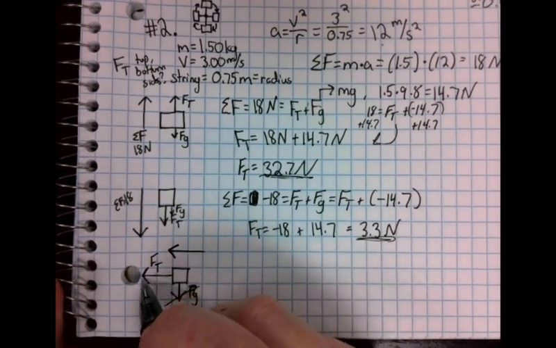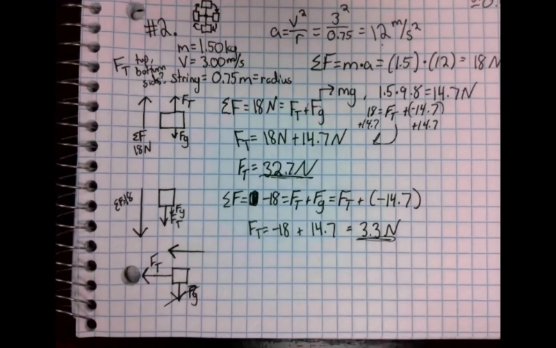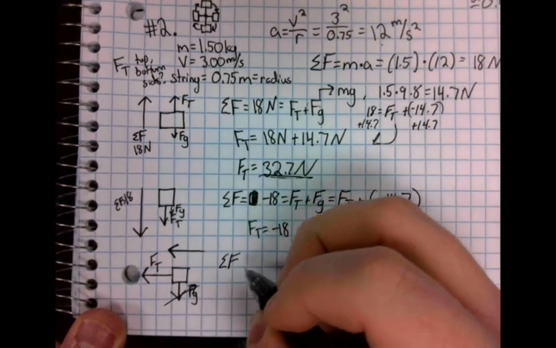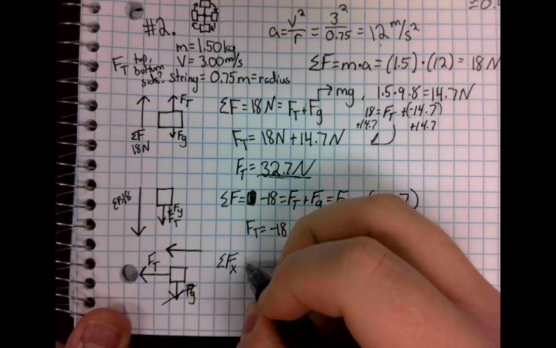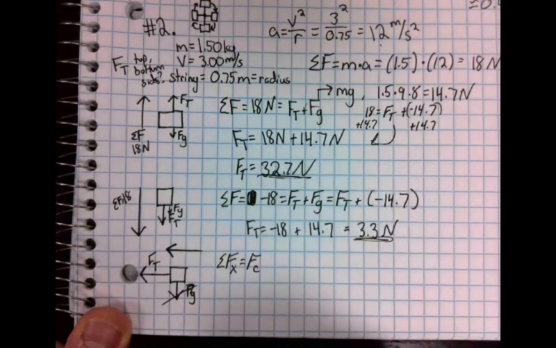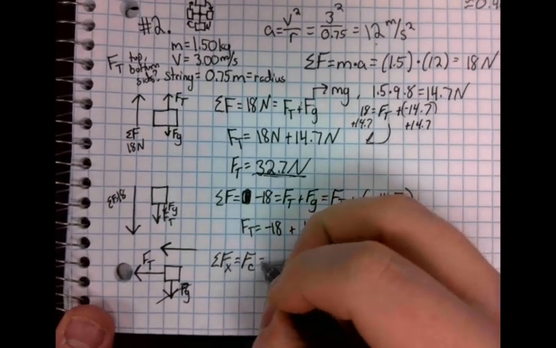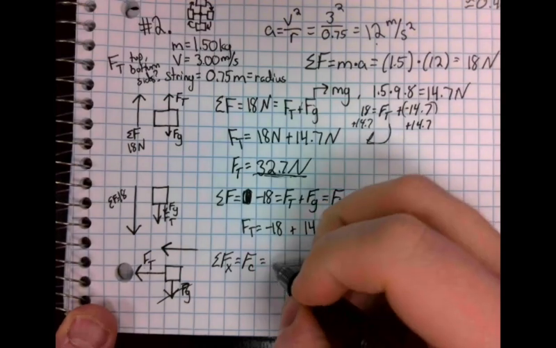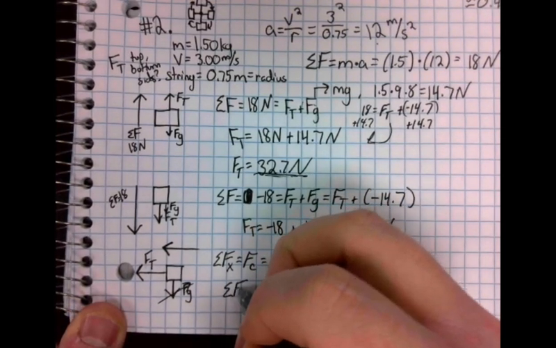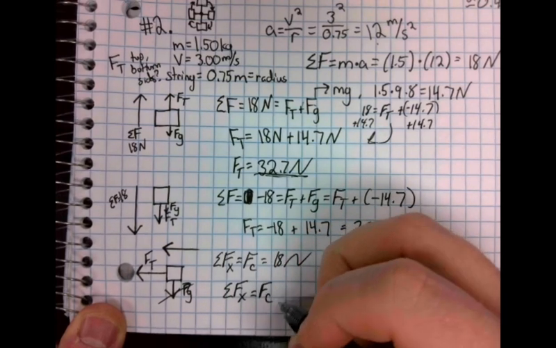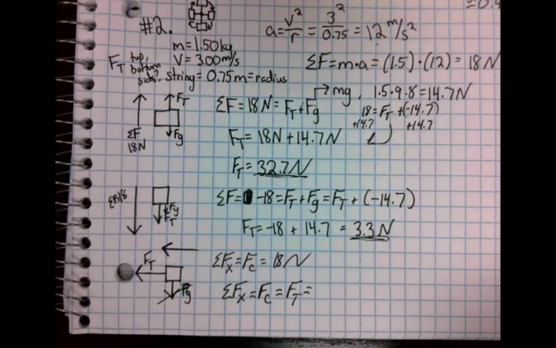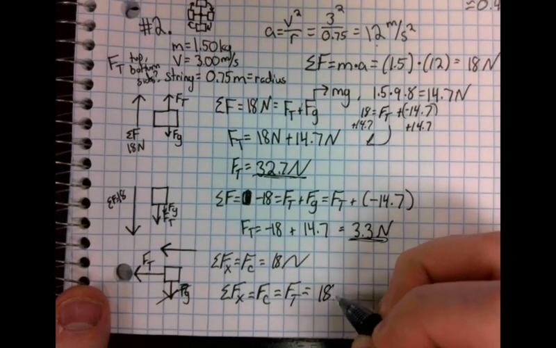The only thing that's pointing towards the direction of the force that we care about, the horizontal direction, is the string. So the sum of our forces in the x direction, to be a little more clear this time, is equal to the centripetal force. I'm going to label that as Fc, my force centripetal, which in this case was equal to the value we found up here, which is 18 newtons. And if that's the only force there, the sum of the force in the x direction is equal to the centripetal force, which is equal to the force of tension. That just means that the force of tension at that position is 18 newtons.